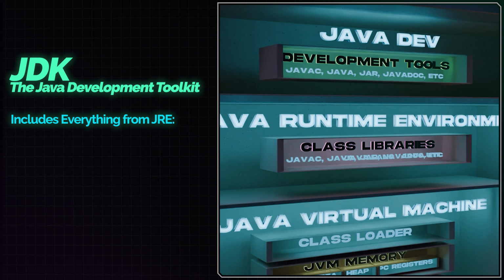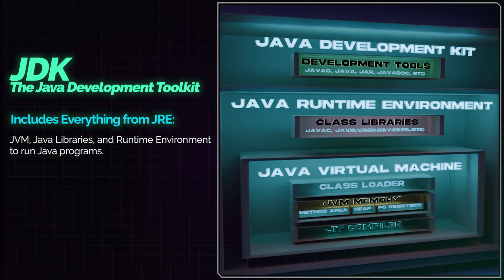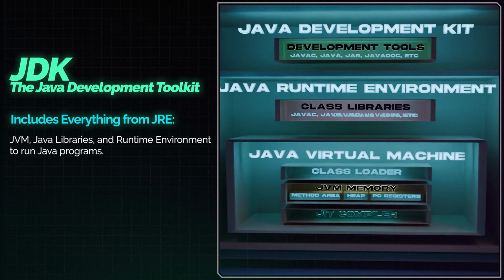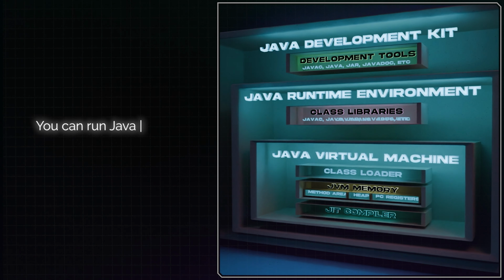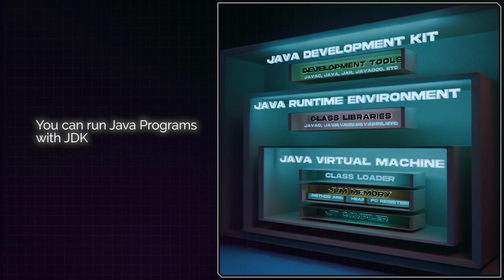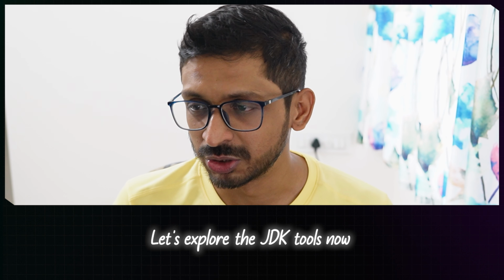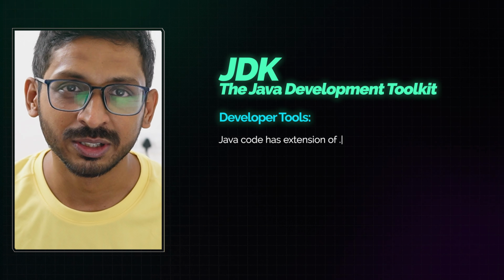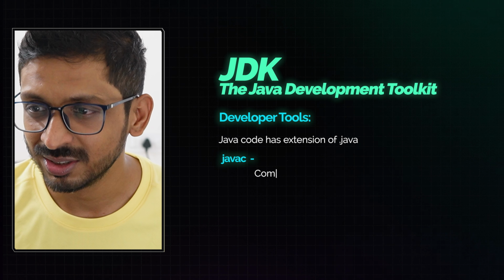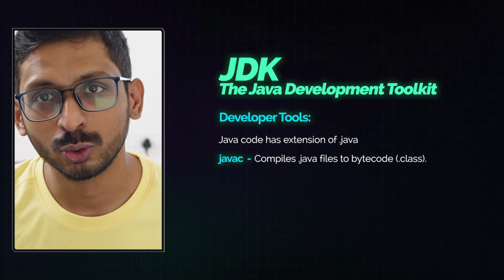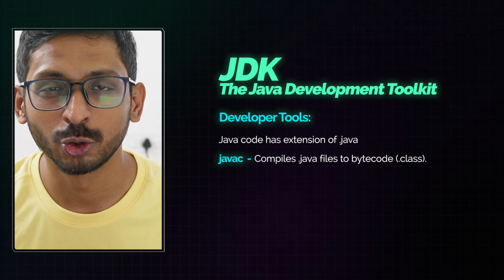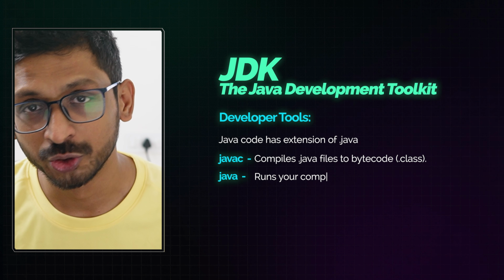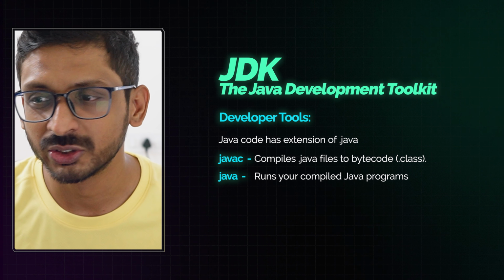It includes everything that comes with the JRE, that is the JVM, the standard Java libraries, and the entire runtime environment. So you can run Java programs without any extra setup needed. But what makes the JDK special is its set of developer tools. All of your Java code is going to have an extension of .java. Javac is the compiler that turns your Java code into the bytecode, which has an extension of .class. Java is the launcher that runs your compiled Java programs. Javadoc is used to generate clean documentation from your code comments.